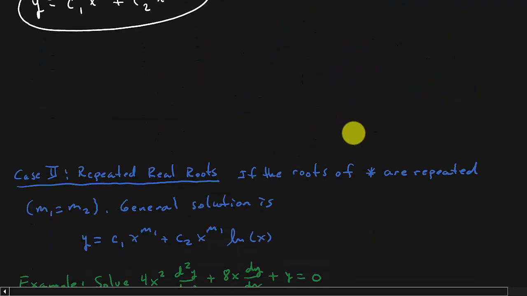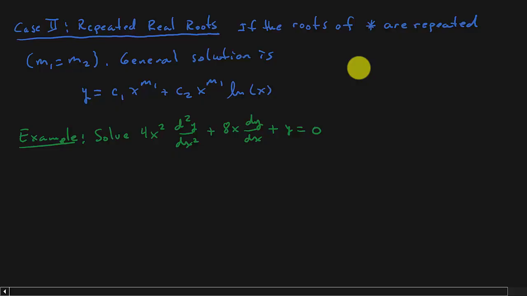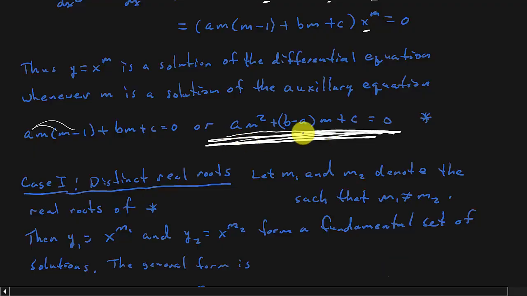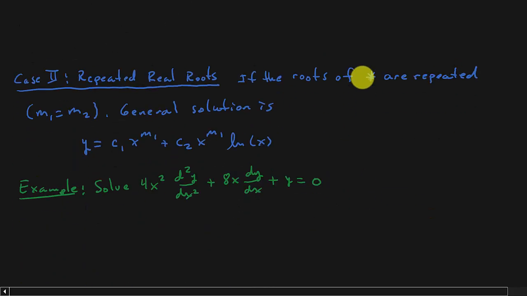All right, now let's look at case 2, repeated real roots. If the roots of star, that refers back to that equation up here, where I put the star, this one right here. So if the roots of that equation are repeated, so m sub 1 equals m sub 2, the general solution is c1 x to the m1 plus c sub 2 x to the m sub 1 times natural log x.